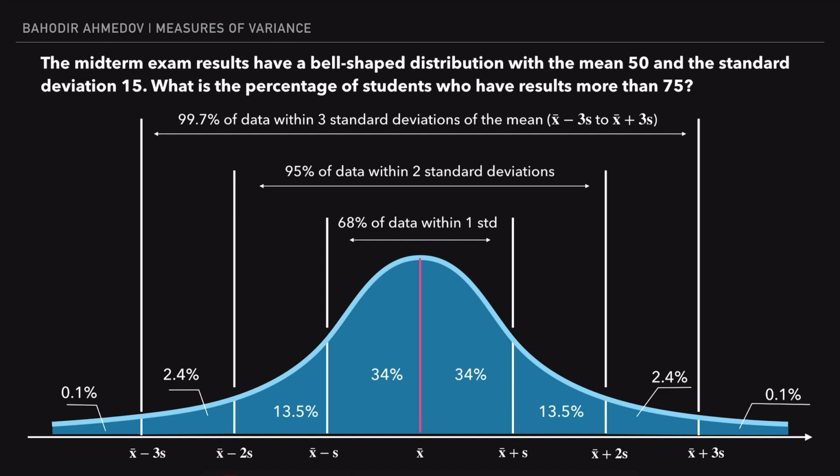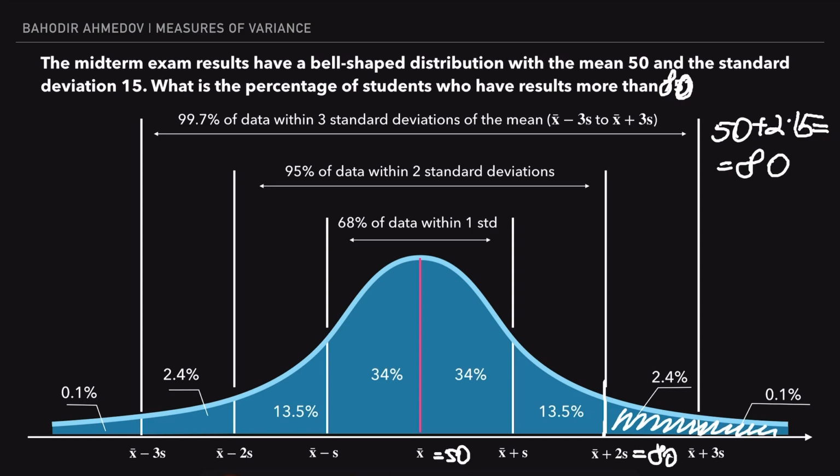Okay, so I don't know what 75 is, but I would say more than 80, right? So 50 plus 2 standard deviations times 15 is equal to 80. So let's just make this 80. The amount of the students who've got more than 80 is going to be equal to only 2.5%. So this point here is going to be equal to 50, the x bar plus the 2 standard deviations is 80, and the amount of the students more than 80 is going to be equal to 2.5%.